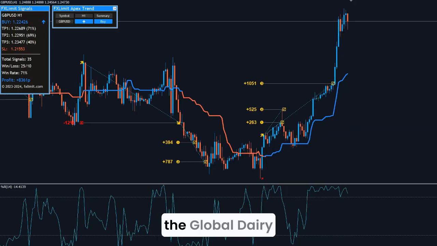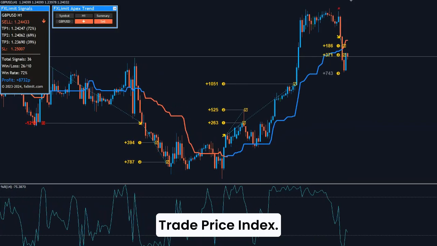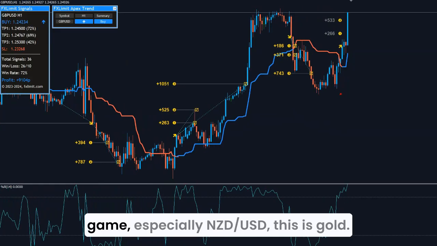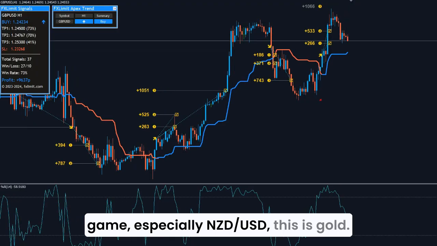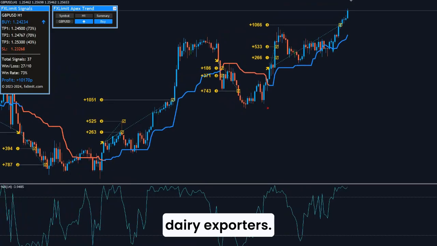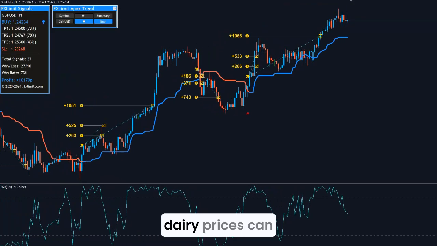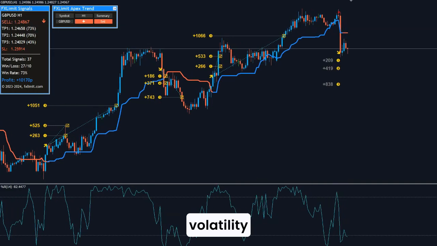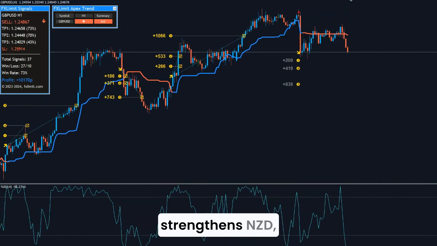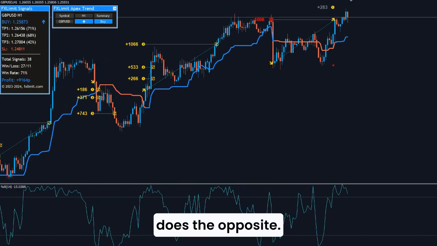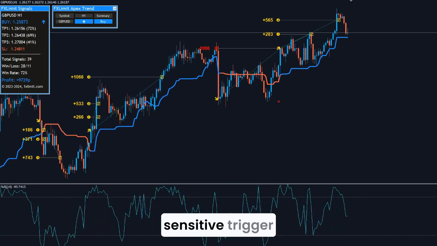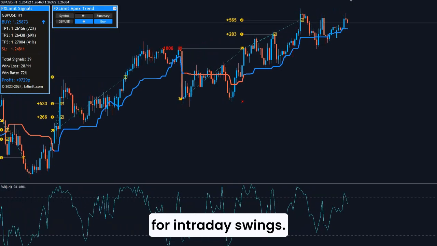Third on the list is the Global Dairy Trade Price Index. Now, this might surprise some traders, but if you're in the NZD game, especially NZD/USD, this is gold. New Zealand is one of the world's top dairy exporters. Movements in dairy prices can cause significant volatility in the Kiwi. A surge in global dairy prices often strengthens NZD, while a drop does the opposite. This index is released bi-weekly, and it's a highly sensitive trigger for intraday swings.